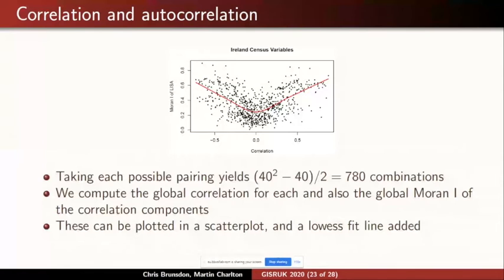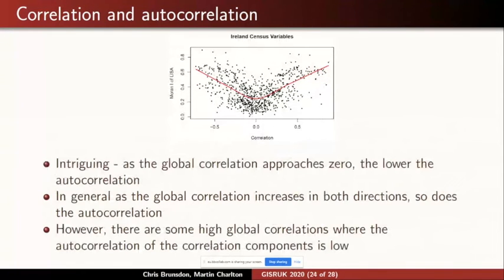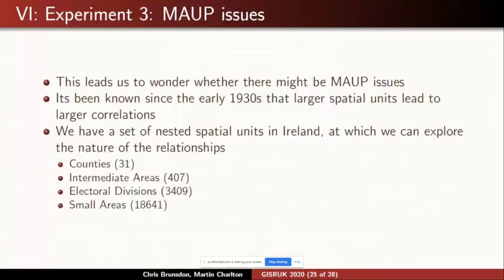I've added a lowess fit, and you think, ooh, that looks really quite interesting. As the global correlation approaches zero, the autocorrelation also goes to zero, and as it increases in both directions, so does the autocorrelation. But that's a rather general statement, and there are some high global correlations where the autocorrelation of the components is low.